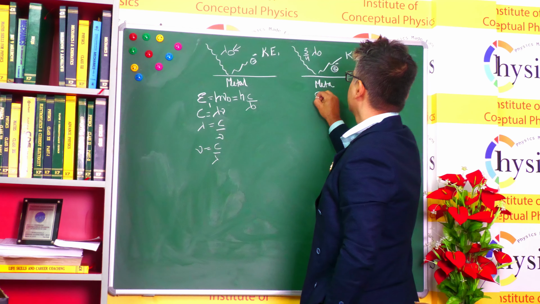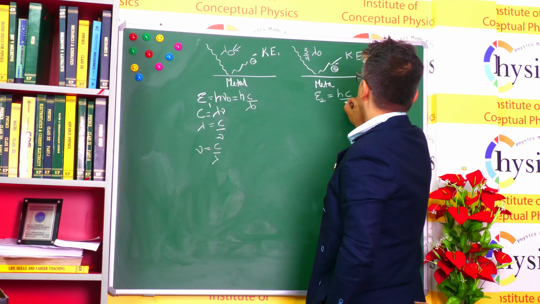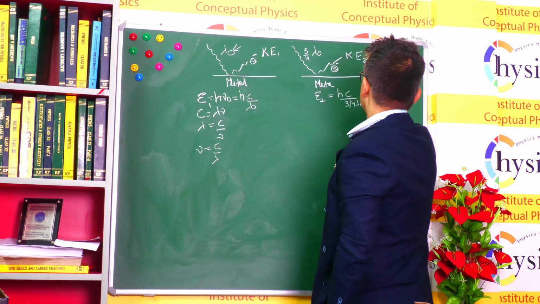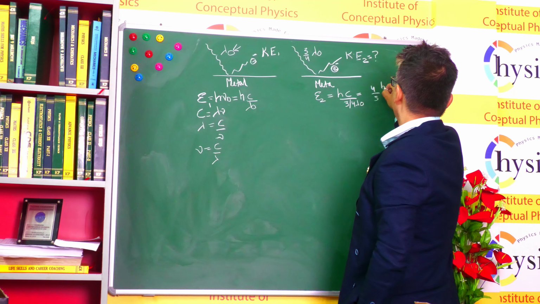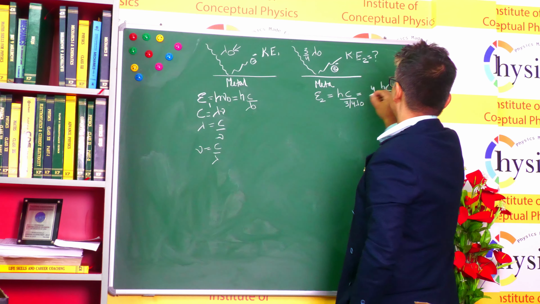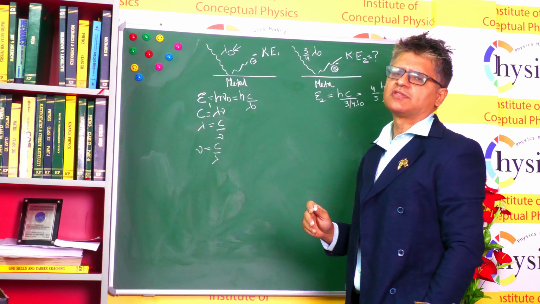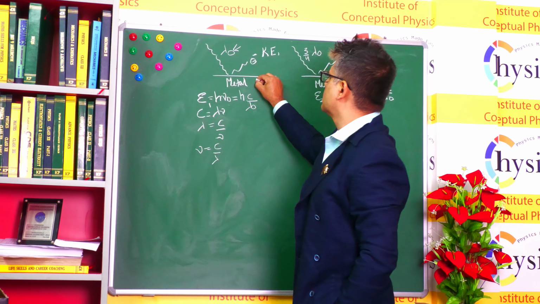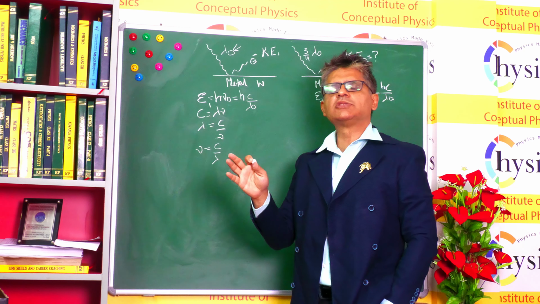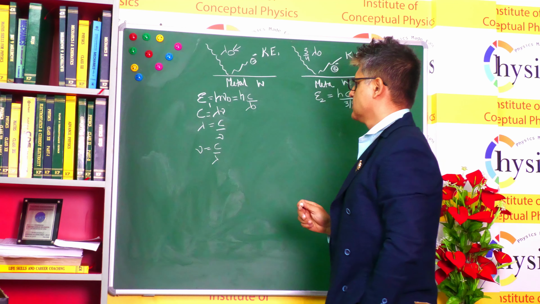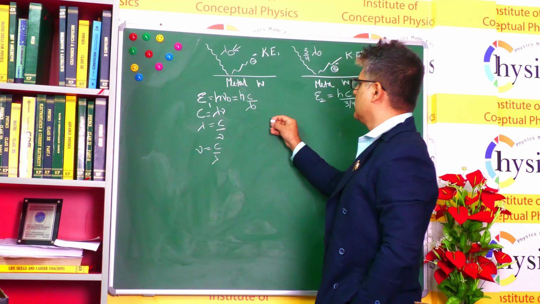And the energy in situation 2 which is available to you is hc by 3/4 lambda 0, which is equal to 4/3 hc by lambda 0. So the energy has gone up. Now let's assume the work function of this metal is W. It remains the same in both the situations. I told you the metal does not change, so the work function will not change.